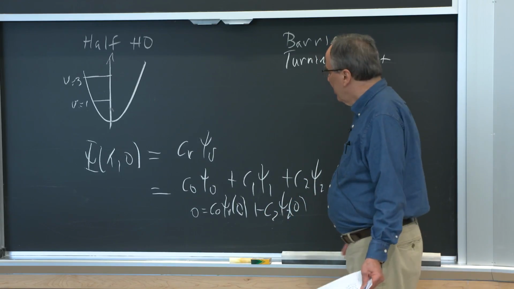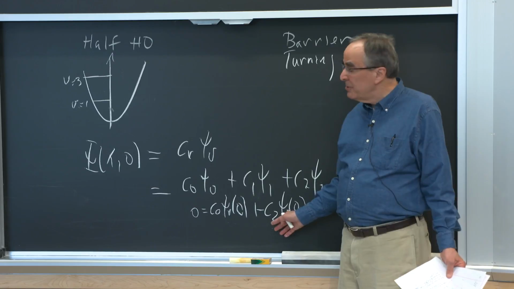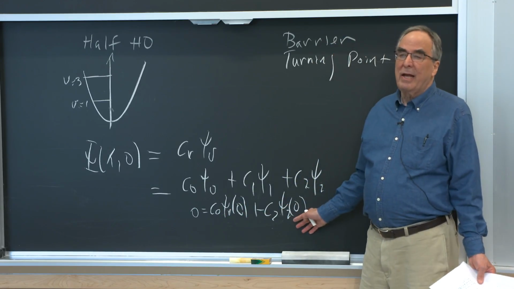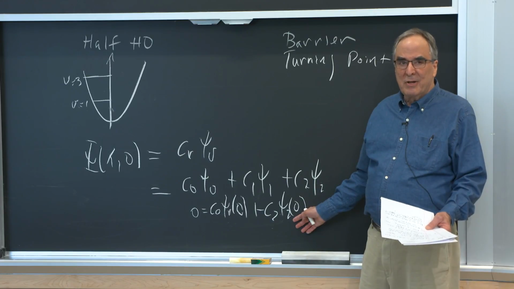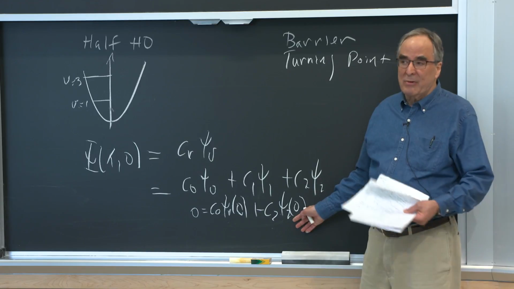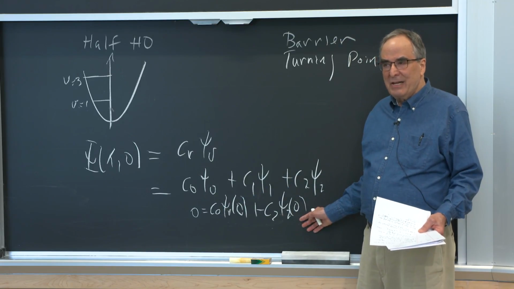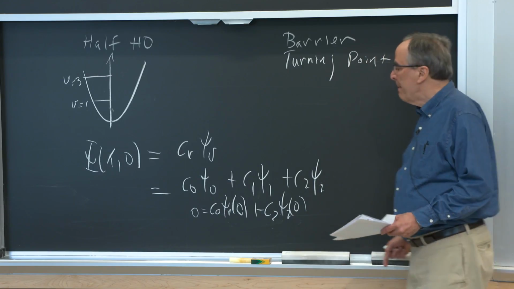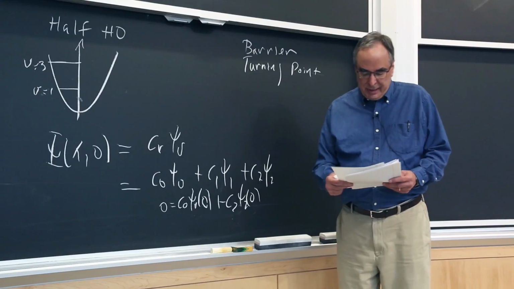Okay, so the artifice is arranging the coefficients so that you get a temporary node at x equals 0. And it won't stay a node, because when we let things oscillate with time, these two will oscillate differently and the node will go away. But that's how you do it. That's how you build a superposition. Okay.